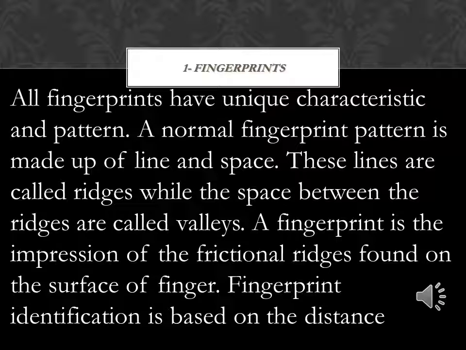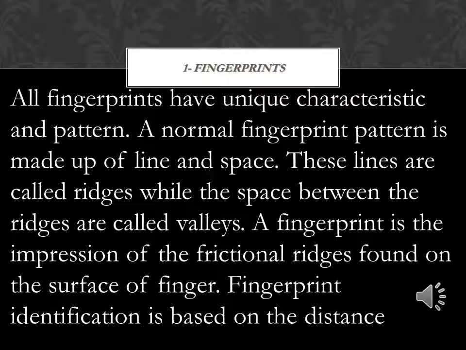1. Fingerprints. All fingerprints have unique characteristics and patterns. A normal fingerprint pattern is made up of lines and spaces. These lines are called ridges, while the spaces between the ridges are called valleys. The fingerprint is the impression of the frictional ridges found on the surface of the finger.